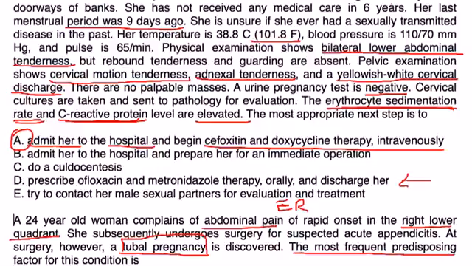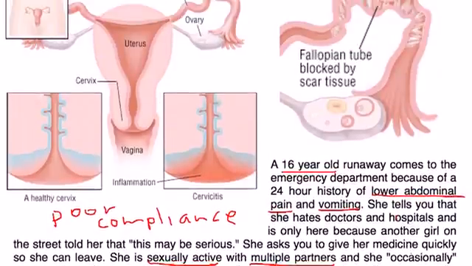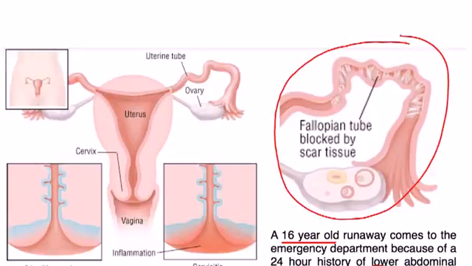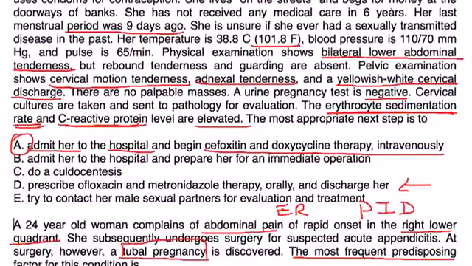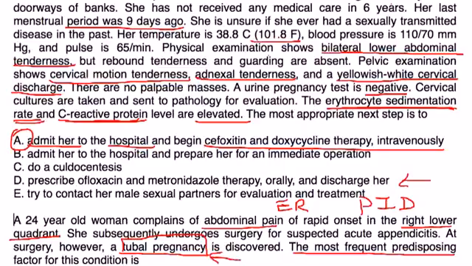And if you remember earlier in the video, we discussed that PID predisposes to ectopic pregnancy, and that's what this diagram was all about, because PID can cause inflammation of the fallopian tubes and can cause scarring inside the fallopian tubes, and that can interfere with the implantation of the ovum, and that can result in a tubal pregnancy, which is what's being described in this vignette. So the answer choice would be PID.